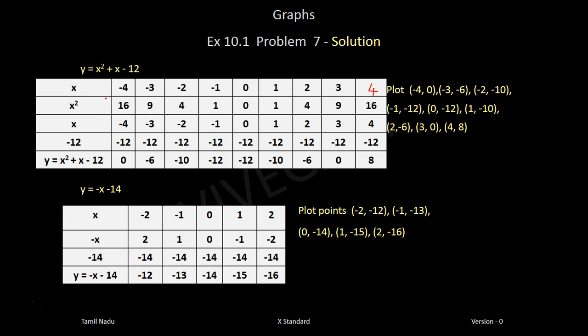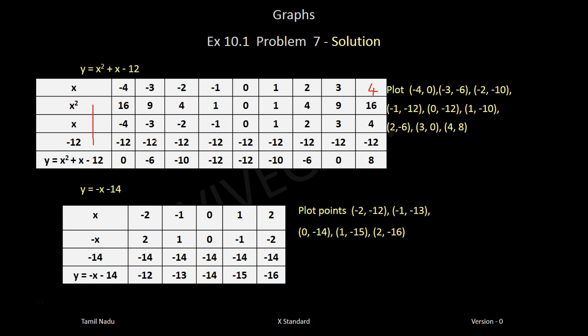And x is the same, right? So you can write the same value here. Minus 4 comes down here, minus 3 comes down as it is, minus 2 comes down as it is, minus 1 comes down as it is, and it goes on. Right, minus 12 is a constant. Now y equal to x square plus x minus 12, which means we'll have to add these three to get the value of y. So 16 plus into minus is minus, right? 16 minus 4 minus 12. So minus 12 minus 4 is minus 16, 16 minus 16 is 0.